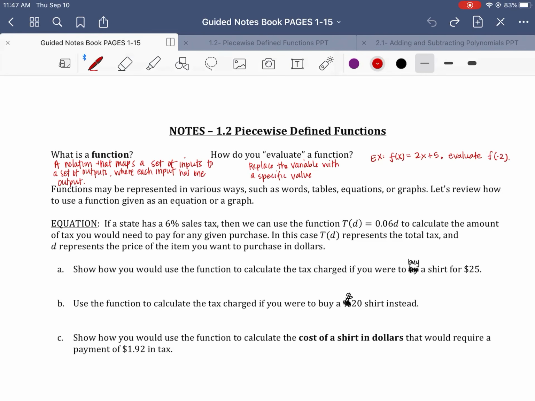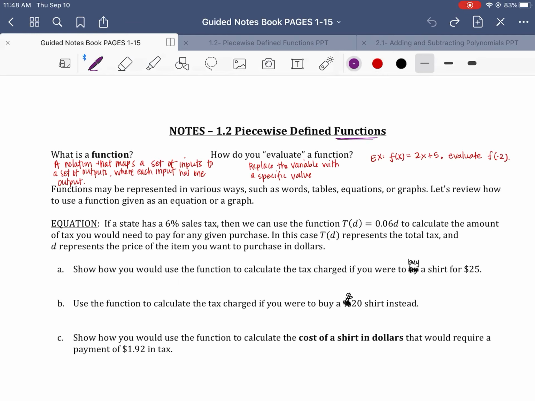Okay, so this lesson is going to be broken up into two videos. This first one is going to introduce piecewise defined functions. The second video will focus on creating the function and graphing it. So the first one, if we're going to talk about a piecewise defined function, we just want to define the term function, make sure we remember what that means.